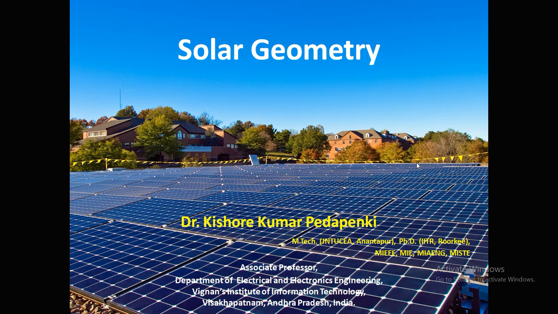Hi friends, so in today's class we will discuss solar geometry. So what is meant by solar geometry? That means while traveling the sun rays from sun to earth, we need some different angles to understand what exactly is happening while traveling the sun rays from sun to earth.